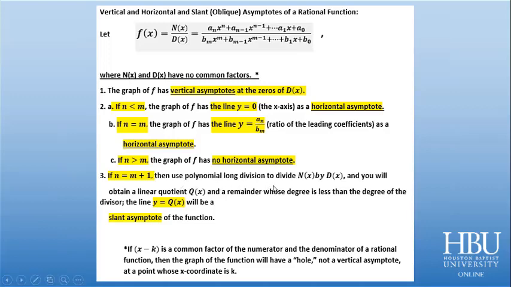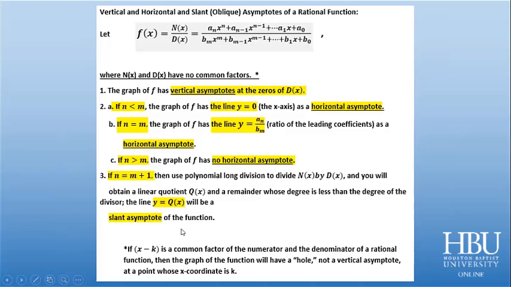Use polynomial long division to divide the numerator by the denominator. That will give you a linear quotient and a remainder. Ignore the remainder and set y equal to the quotient, and that will be the equation of a slant asymptote of the function.